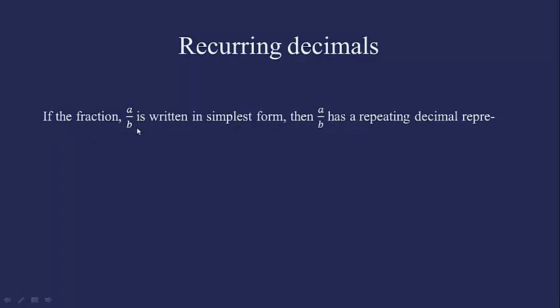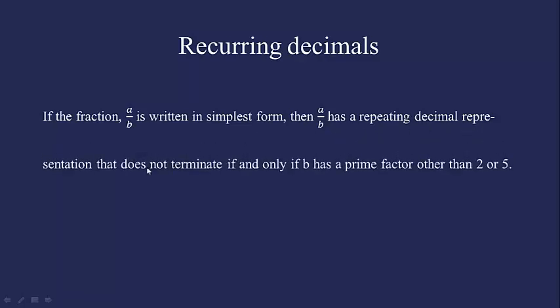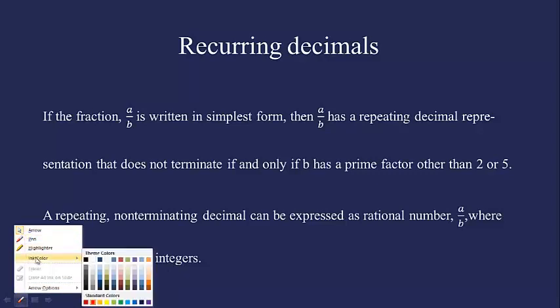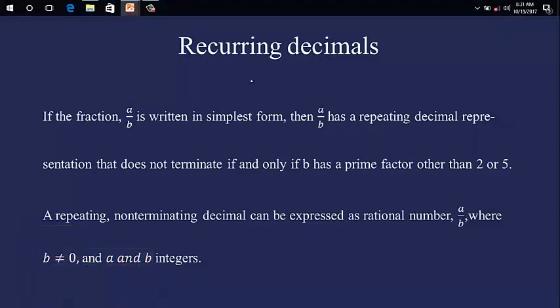If the fraction a over b is written in simplest form, then a over b has a repeating decimal representation that does not terminate if and only if b has a prime factor other than 2 or 5. Now, a repeating non-terminating decimal can be expressed as a rational number a over b, where b is not equal to 0 and a and b are integers. So this is what we are saying.